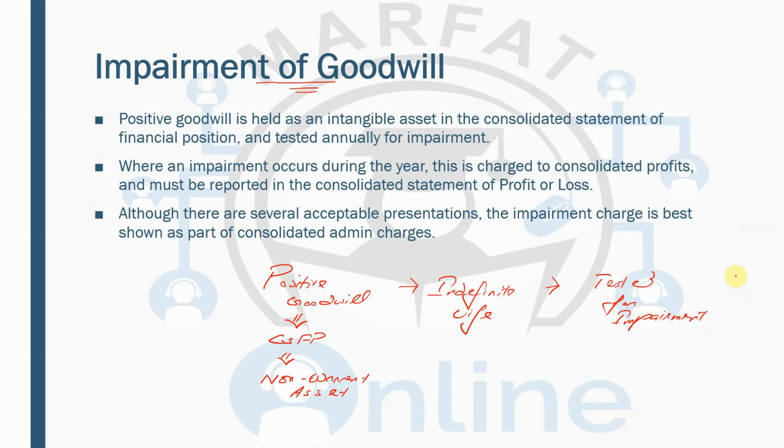And impairment means there will be the fall in the value of the goodwill due to indicators. So if there is any impairment, then that means credit will be the goodwill because the goodwill value will be reduced, and debit will be the profit or loss because this is known as the impairment. So if there is any impairment, that will be included in the consolidated statement of profit or loss.